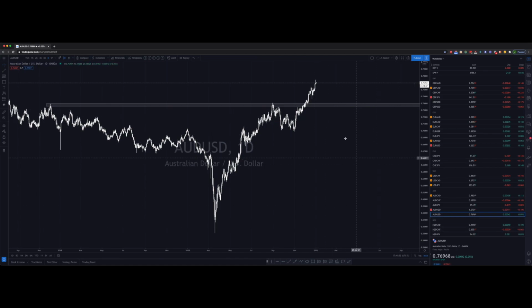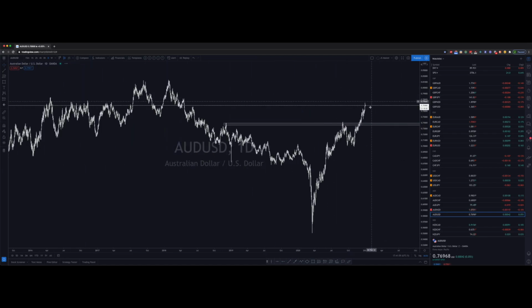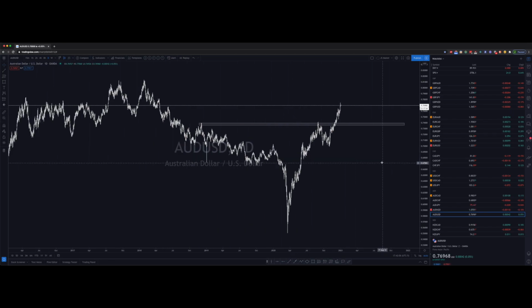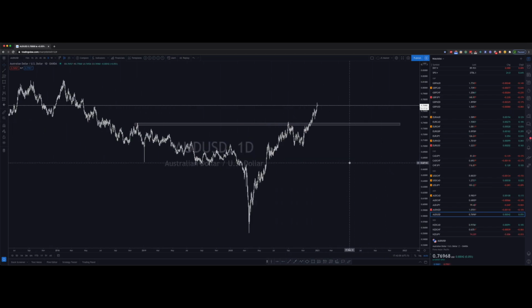I probably wouldn't add it to my watch list, because for me that might take quite a few days to play out, even if it plays out. We might just see price continue to move higher, or you might even see price just crash lower. For now, there's nothing clear for me here, so I'll just be waiting to see what happens.